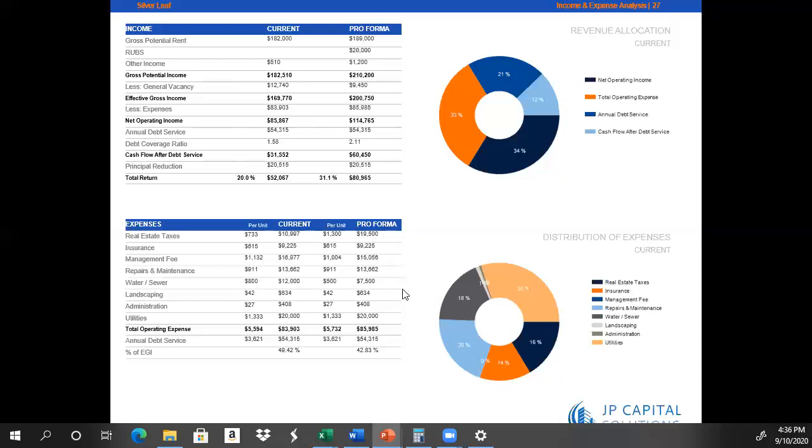Again, these are each line item. I've seen pro formas and packages where brokers or people aren't even putting in insurance or a management fee. And sometimes there isn't a management fee. I have an assignment right now where the owner manages it himself. He doesn't have a third party.